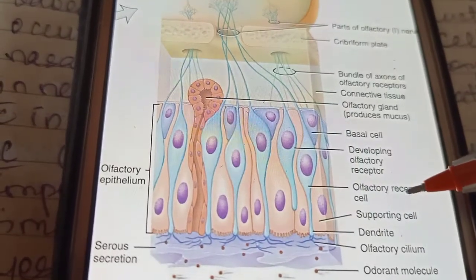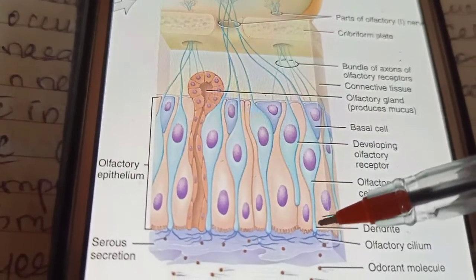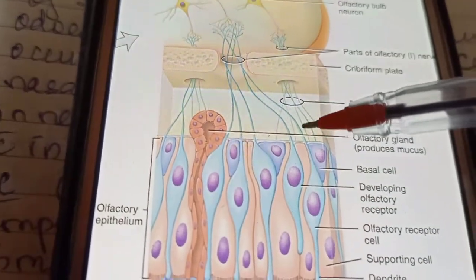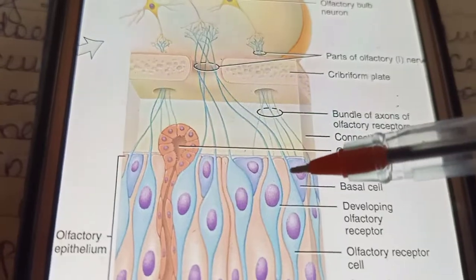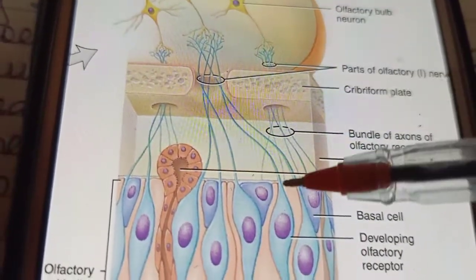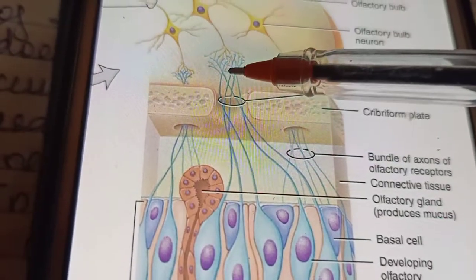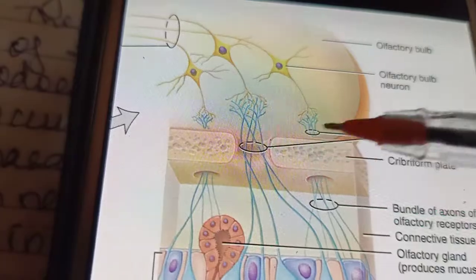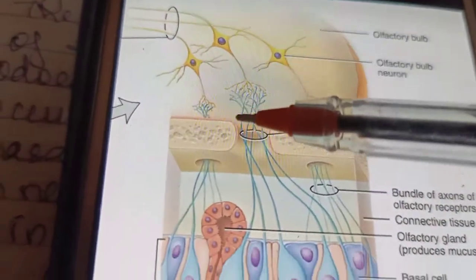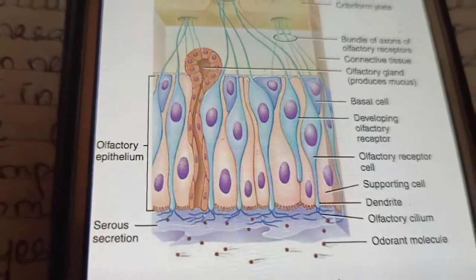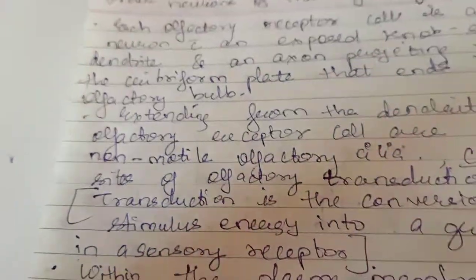So the olfactory receptor cell is the first order neuron of the olfactory pathway. It's a bipolar neuron. The dendrites are knob shaped, as you can see here, and the axons go upwards, piercing the cribriform plate and entering into the olfactory bulb. So this was about the olfactory receptor cell. Now we'll proceed further.